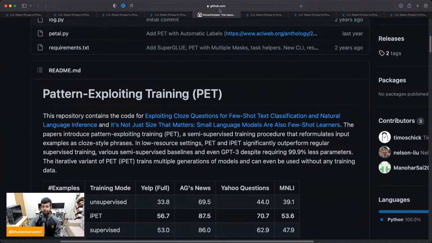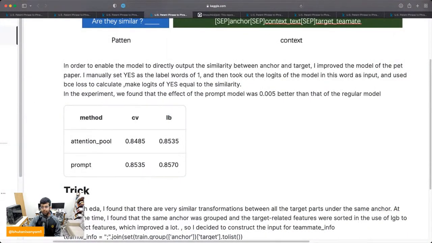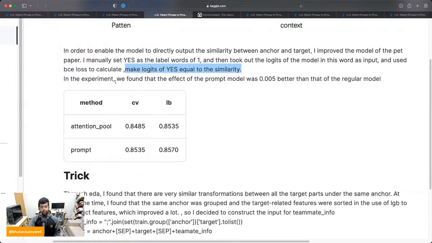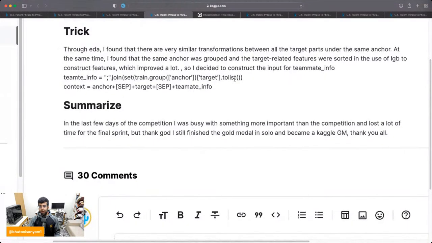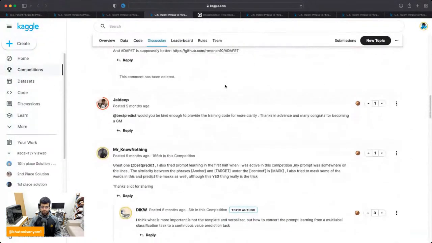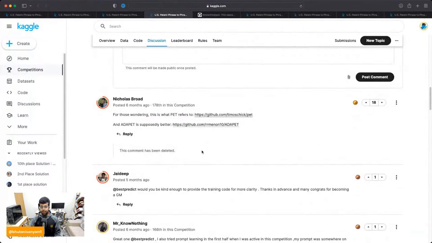So you can check out this repo if you want to learn more about PET. So he manually set yes as the label of words with one similarity score and then took out the logits of the model in this word as input and used BCE loss to calculate. He had made the logits of yes equal to similarity. He found that the effect of the prompt model was better than the regular model in this case. They also shared that the trick was helpful in this case for their team as well. So the main source here was using prompt learning along with PET.